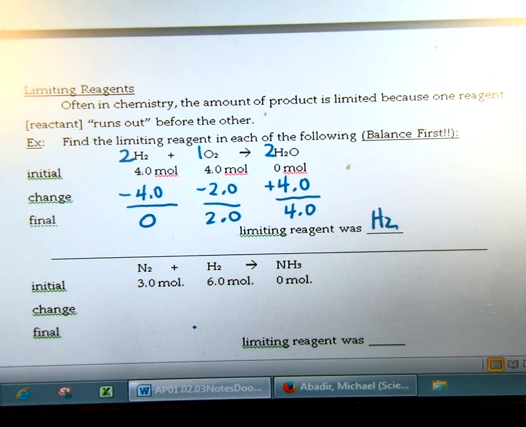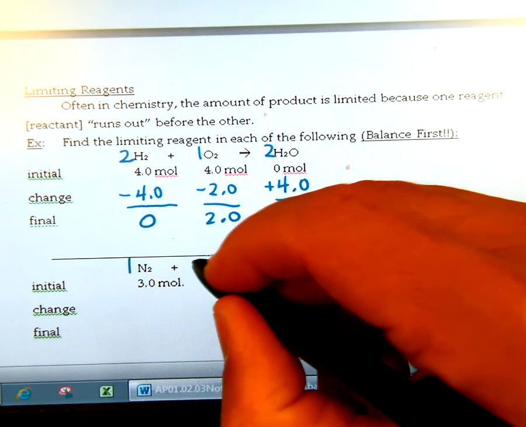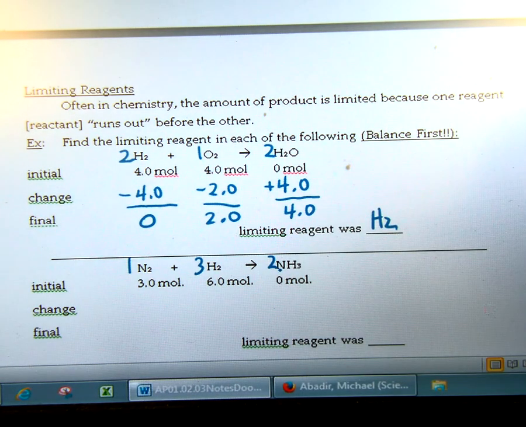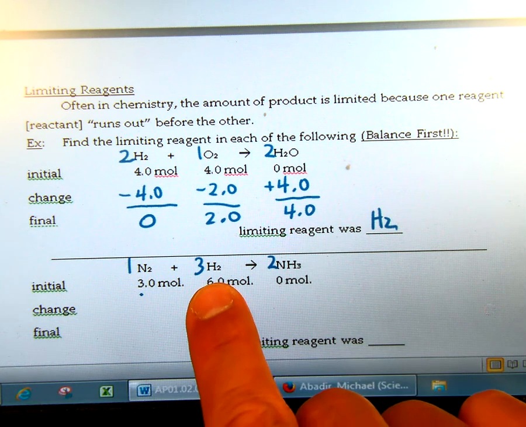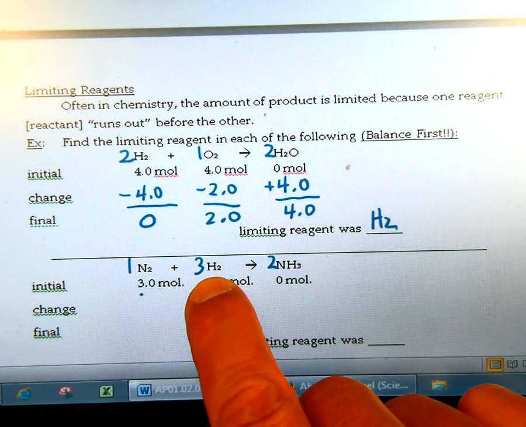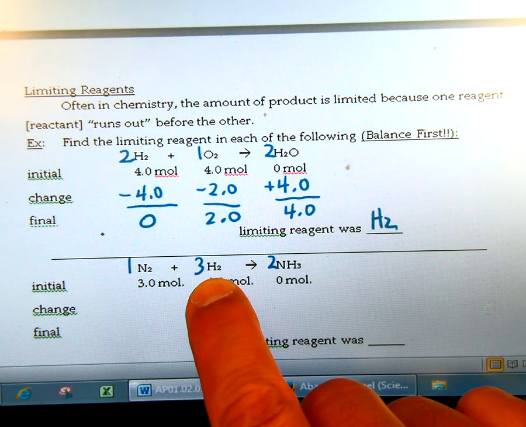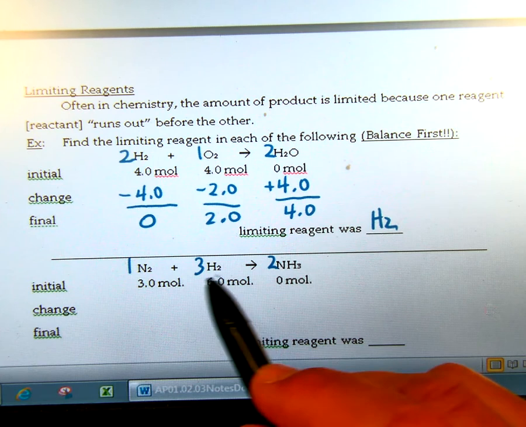Okay, moving on to the next equation. We'll balance this equation with a 1, 3, 2. And again, we're going to try to figure out which one runs out first. Let's suppose we thought the nitrogen runs out. So we're going to cover up the hydrogen, and we're going to say we don't know that. And we're going to bridge from the nitrogen, and we're going to say 3 divided by 1 times 3 is 9. We move our finger and say, wow, we don't even have 9 of this.